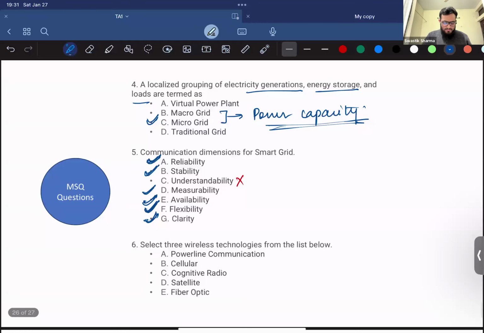Right now, the term macro grid as such is generally not used, because why would we have something of a large capacity at the distribution side? Why not have it on the transmission side? So that's why we don't generally consider macro grids as such, but these are based on power capacity. I don't remember the exact number, but it's a few megawatts, I guess 10 megawatts or something. So you have to check it on your own, but the threshold is power capacity. Below it, it's called microgrid. Above it, it's called macrogrid. Does that clear it? Yes, sir.